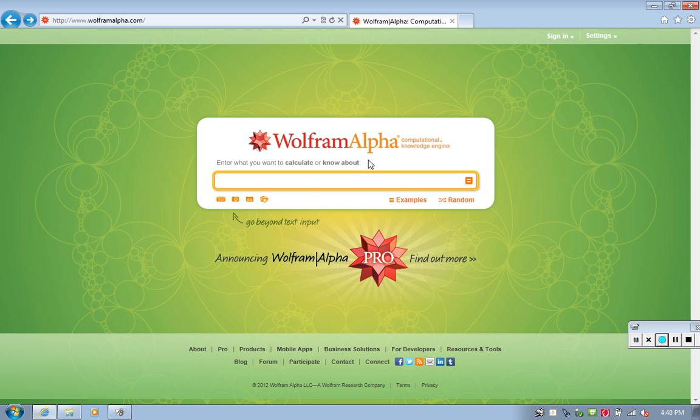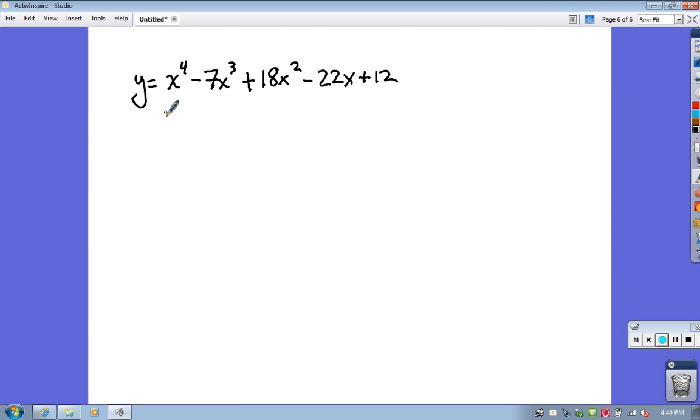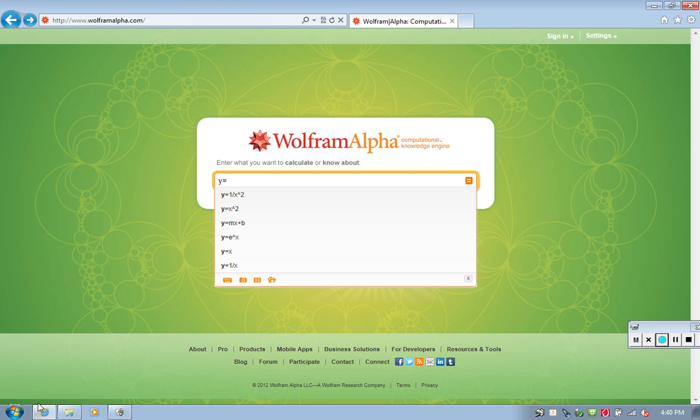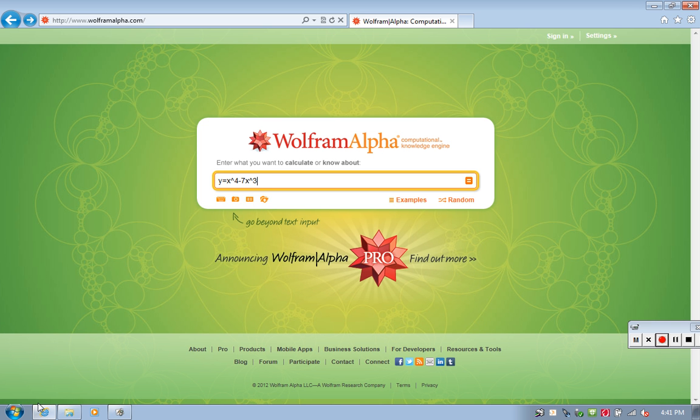If you haven't used this website, it's fantastic. It's amazing. So I'm just going to enter in what we had into Wolfram Alpha, and it should give me some information about this equation. So I'll type it in. Let's see, y equals x to the 4th minus 7x cubed. And again, you could just do this on your graphing calculator, and if I was there, that's what I would show right now. But I'm not. So I entered it in, hopefully correctly, and I'll hit compute.